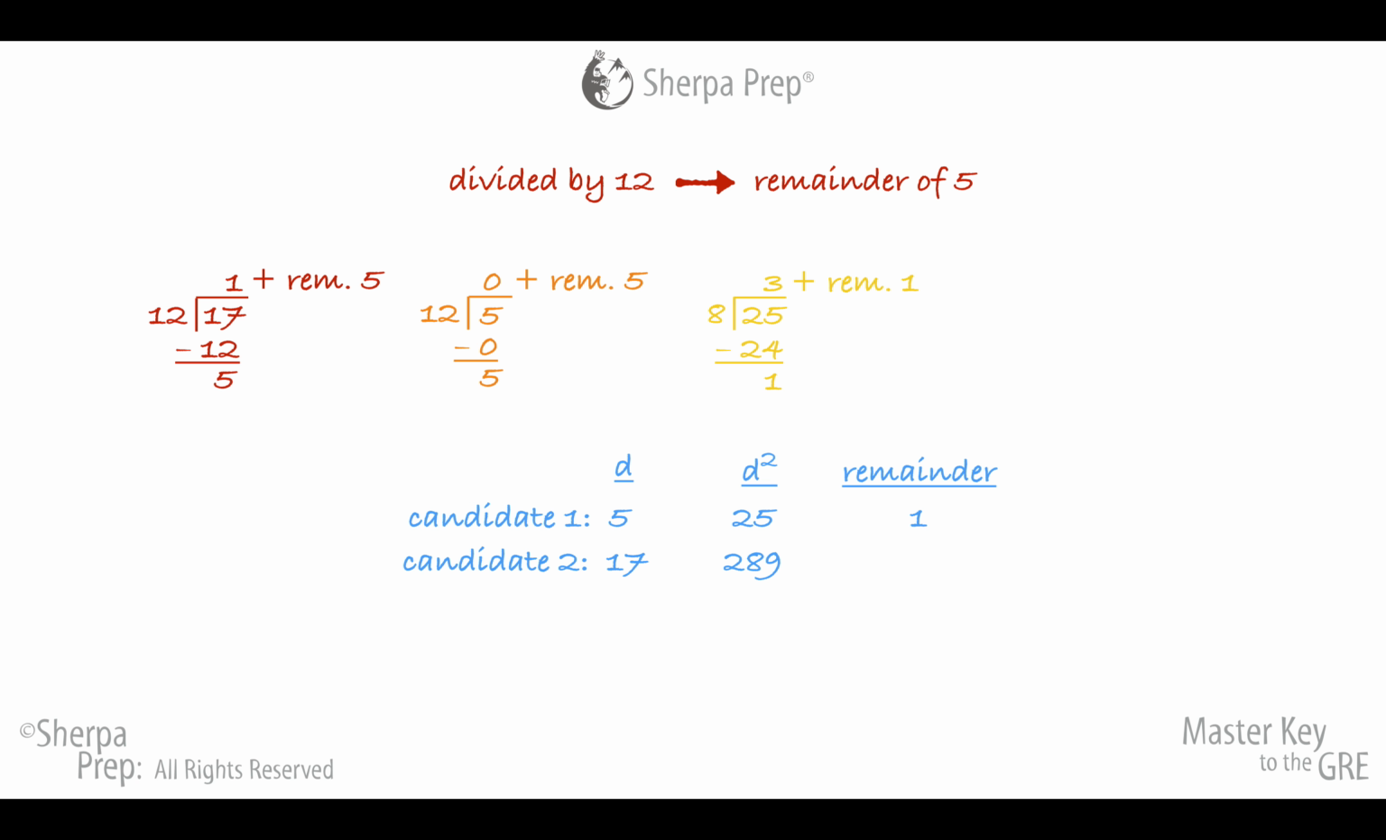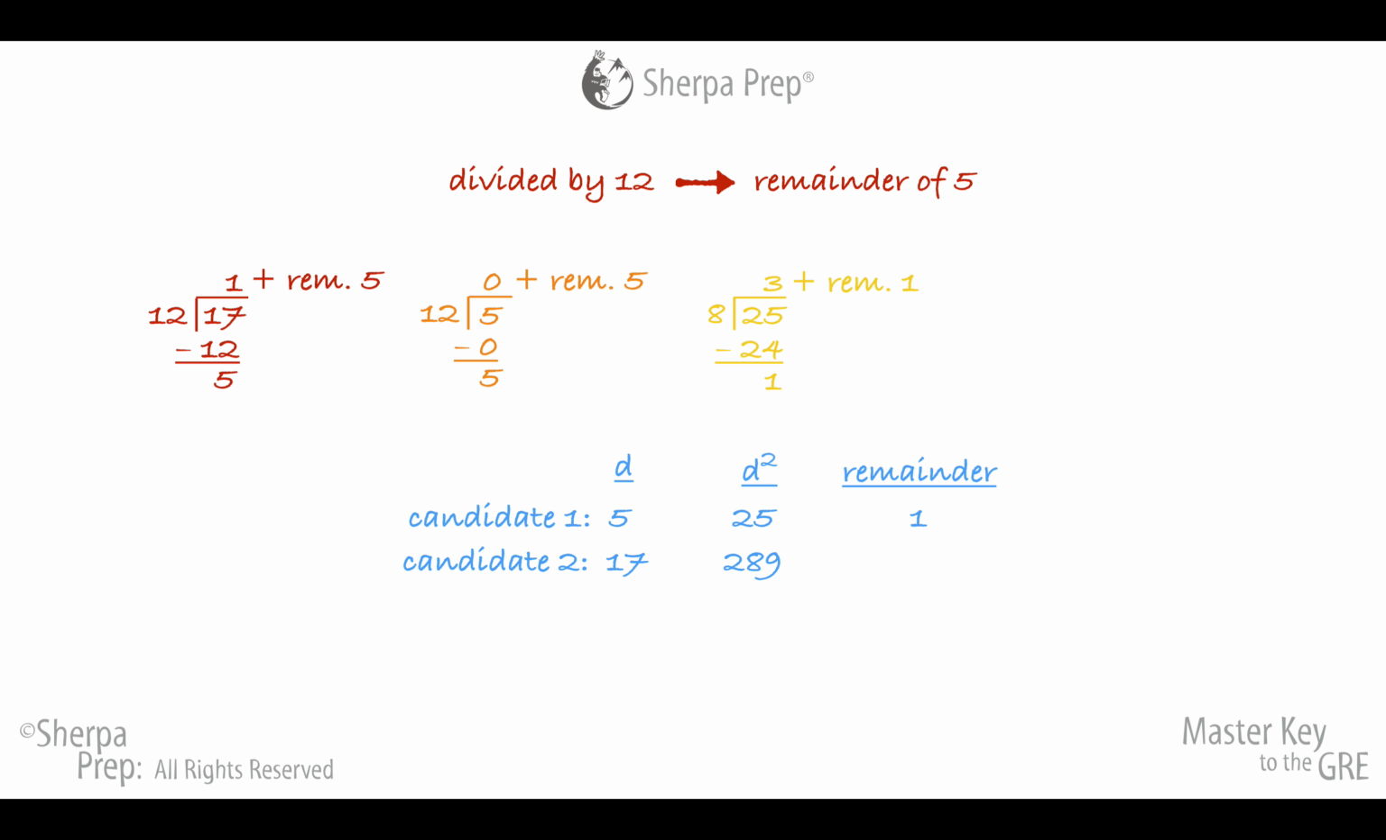And by the way, do yourself a favor, know your list of squares at minimum through 15. And if you have your heart set on an elite score, you should really know your list of squares through 25 cold. So when D is 17, as we said, D squared becomes 289.